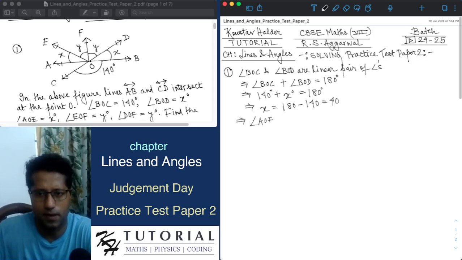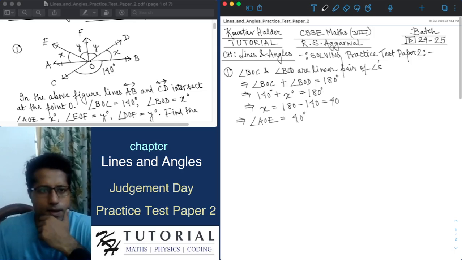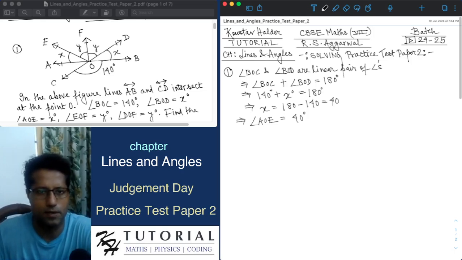Now angle AOE is given to be x, so this is also equal to 40 degree. Angle AOE is equal to 40 degree. Angle BOD is also 40 degree.